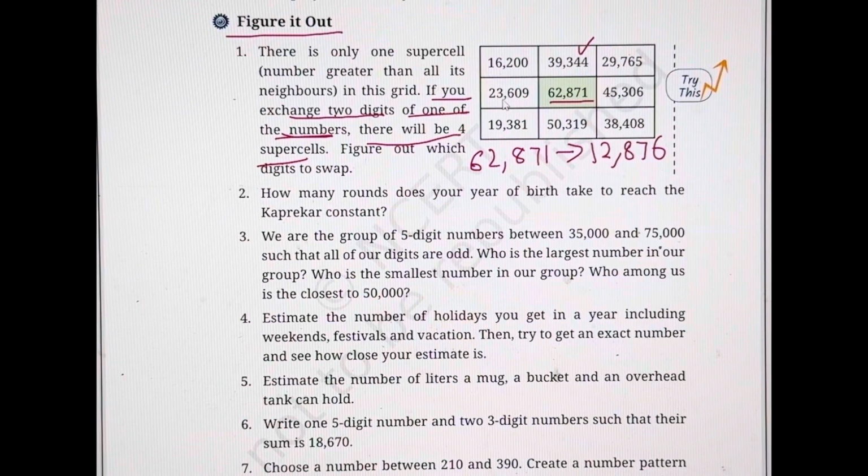If I see this second one, the neighboring numbers, these two are already small. We want only the third one to be small, then it will become a supercell. Here also, this is greater than both the neighboring numbers, it is only smaller than this. Now we have made this smaller, so this also becomes a supercell. If we see 45,306, it is greater than both the neighboring numbers, but it is smaller than this. So now we have made this 12,876, so this also became a supercell. So we got 4 supercells.